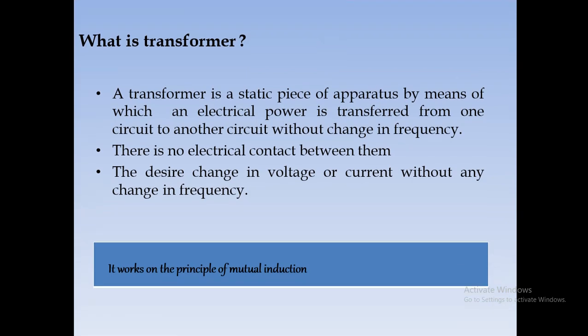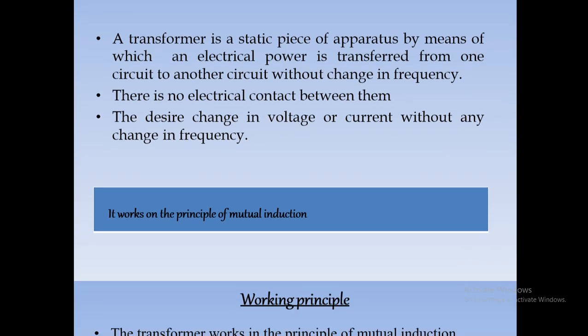We know that the transformer, what is the transformer? A transformer is a static piece of apparatus by means of which electrical power is transferred from one circuit to another circuit without change in frequency. That means there exists the mutual induction principle and there is no electrical contact between the two windings. The desired change in voltage or current, without any change in frequency, is available at the secondary circuit of the transformer.